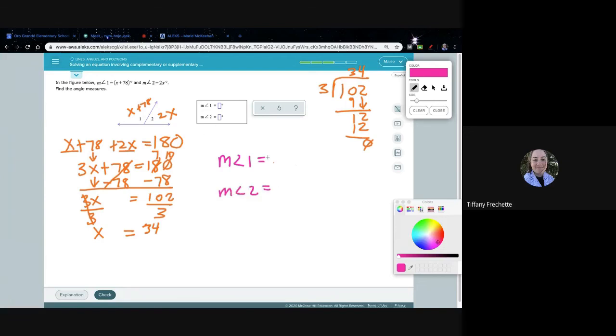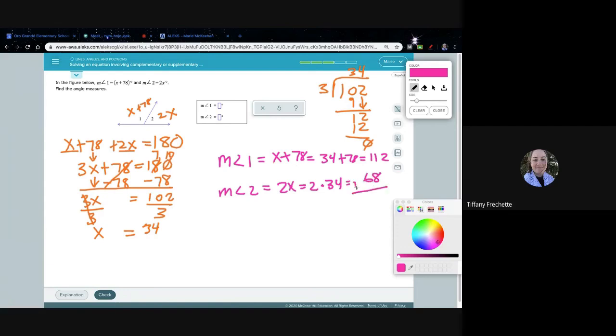So angle 1, they told us, was x plus 78. We know what x is. x is 34. So 34 plus 78, and we get 112. And then for 2x, it was 2 times x, or just 2x. So we're going to go 2 times 34. Again, we know what x is. Equals, we get 68.